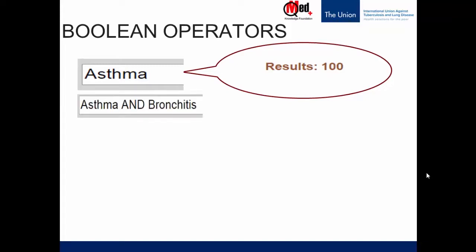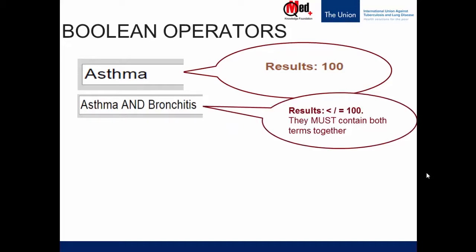Now, if I type asthma AND bronchitis, the results could be less than or equal to 100. Theoretically, the possibility of it being equal to 100 is rare because we are looking for results that contain asthma and bronchitis together. Not everybody who writes about asthma has to write about bronchitis. So the results most often would be less than 100 as they must contain both terms together.